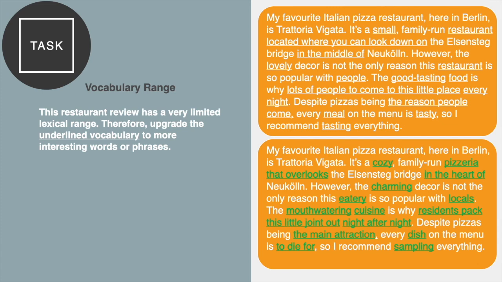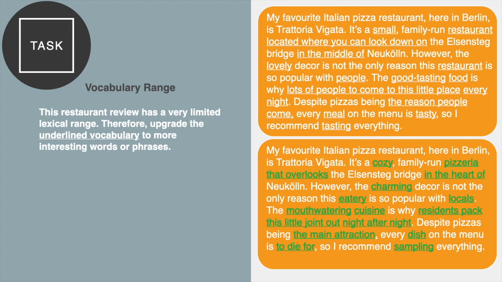Food and meal. Again, these are very blanket terms. Thus, upgrade to cuisine and dish. In the first review, people was used on multiple occasions. However, people is too generic. Which people are you referring to? In the writing section, you need to be a lot more specific. Therefore, the upgraded review uses words like residents and locals instead. This also indicates that the people who go to this restaurant live in the area, implying that the pizzeria is not a tourist destination. Furthermore, you could have upgraded to words like customer, patron, etc.